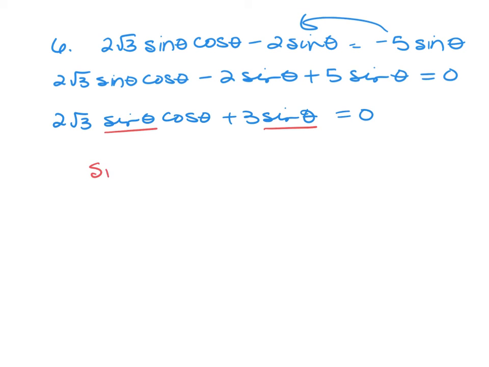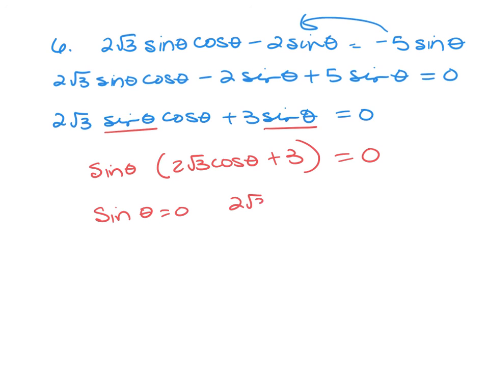And this isn't a 2 parenthesis factoring, it's a greatest common factor, and what they have in common is a sine of theta. So I'm going to pull him out. When I do that, I have 2 root 3 cosine of theta plus 3, because I pulled out that other sine on both sides. So they disappear. And now I make sine of theta equal to 0, and 2 root 3 cosine of theta plus 3 equal to 0.